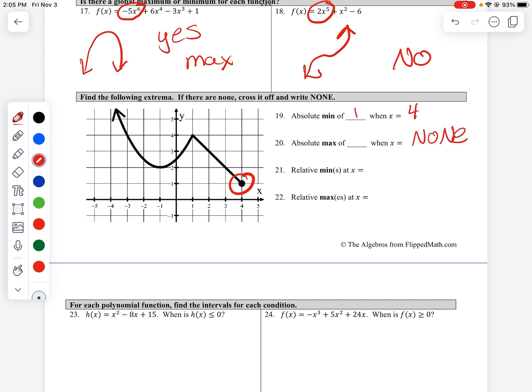But where are the relative mins? Well, here's a minimum and here's a minimum. So at x equals negative 1 and x equals 4. Because again, a minimum is any of the low points on the graph. And what about relative max? Well, there's just one right here at x equals 1.